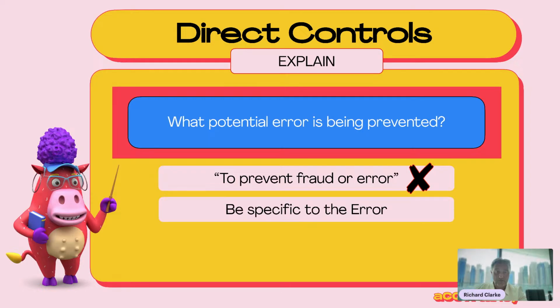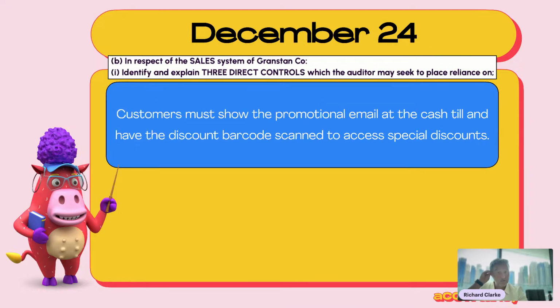So it's not to prevent fraud or error ever, because they all do that. You've got to be specific to the error. So yeah, I want you to do some thinking. I thought this was quite a tough one, personally. So customers must show the promotional email. Why? Why must they show it?